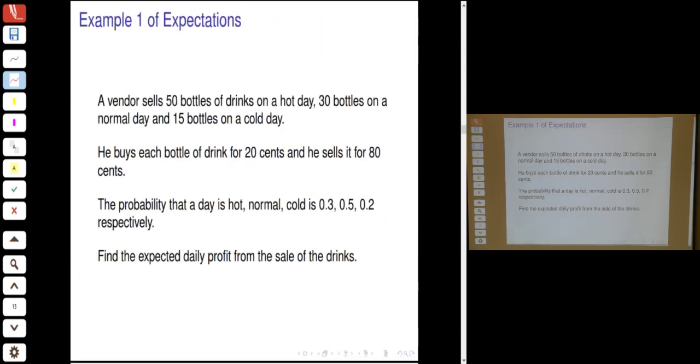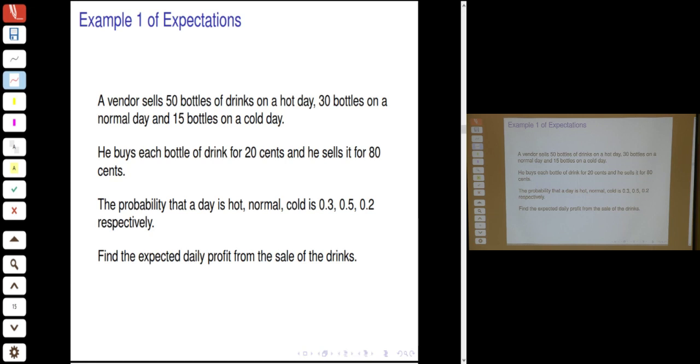So, let us take an example. A vendor sells 50 bottles of drinks on a hot day, 30 bottles on a normal day, and 15 bottles on a cold day. Of course, if the day is hot, the sale of drinks is more, whereas if the day is cold, the sale of drinks is less. He buys each bottle of drink for 20 cents and sells it for 80 cents. The probability that a day is hot, normal or cold is 0.3, 0.5, 0.2. Find the expected daily profit from the sale of the drinks.